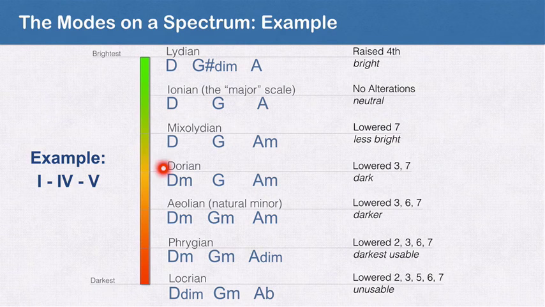The Dorian mode is our first minor mode, so this one starts on a D minor chord instead of a D major. Now the Aeolian has all minor chords. And the Phrygian has a diminished A.